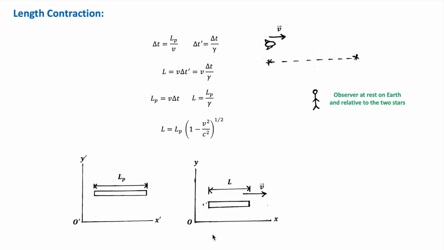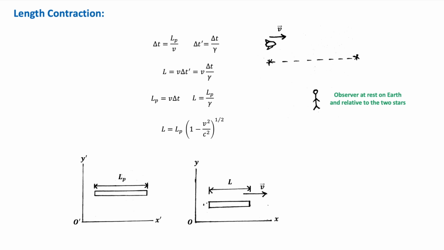And the length of the stick measured by the observer on Earth is shorter than Lp by a factor of (1 minus v squared over c squared) to the power half. So in this case, the relative motion is between the reference frame of the observer on Earth and the stick. So this observer on Earth is the one who measures the contracted length. Also, this length contraction effect is symmetrical. So if the stick is at rest on Earth, then an observer in a moving frame relative to Earth would also measure its length to be shorter by this factor, okay?